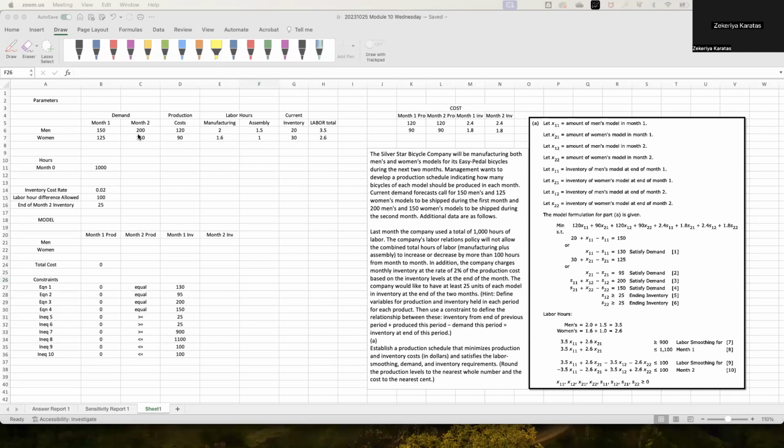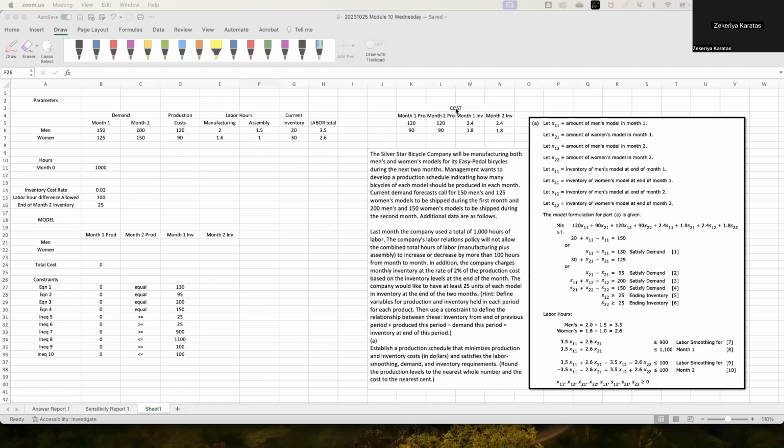These are the demand numbers. This is the production costs, and here you can just see the labor hours for each type. And we have current inventory given in here. So we have that list here.